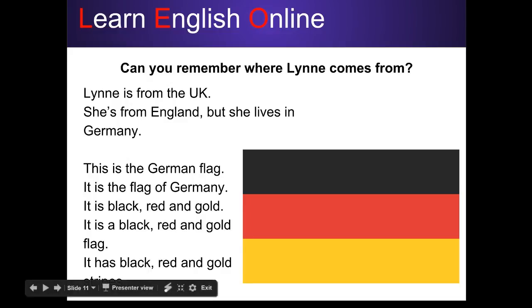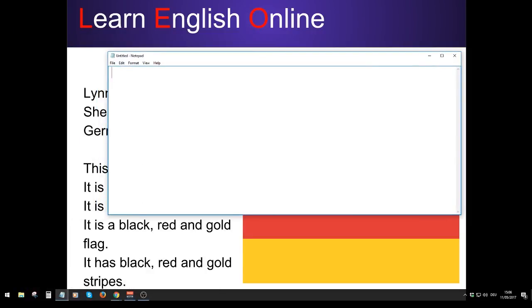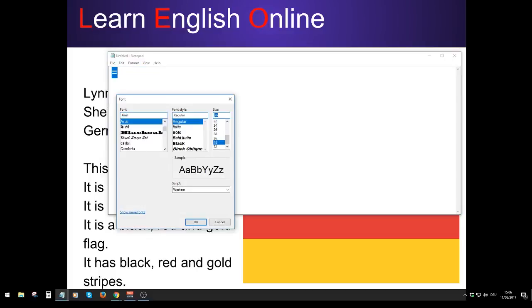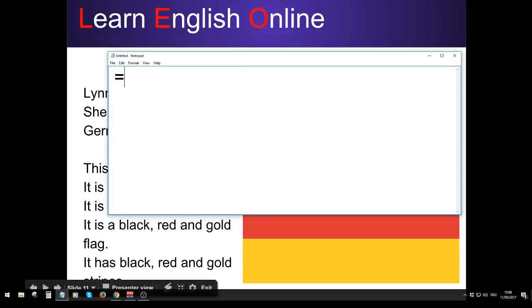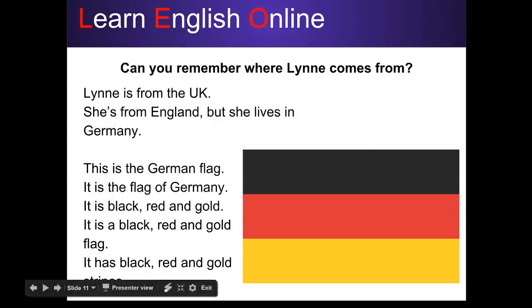So that should tell you this is a stripe. Remember the equal sign? We had the equal sign. Can you remember what it looked like? Yep, it looks like, let me just make it bigger. There you go, it looks like 2 stripes. That's the equal sign. So we've got black, red, gold stripes.